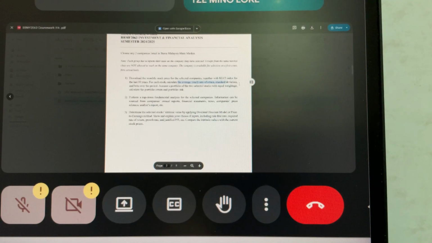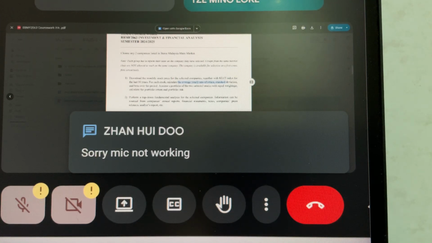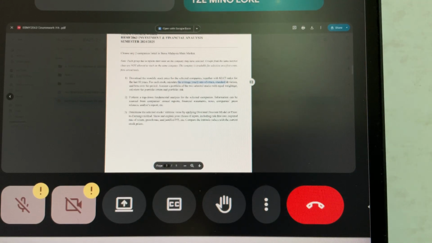Who asked this question? Can you just switch on the mic? Whoever asked this question. Otherwise, Chan Hui Du, can you on the mic?